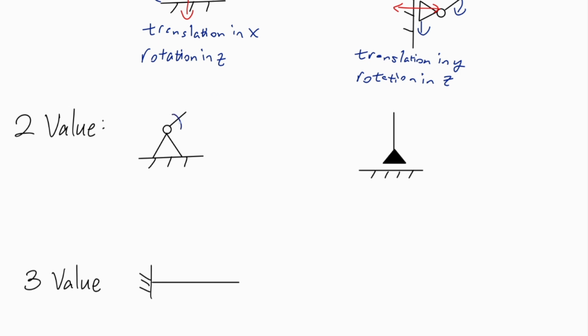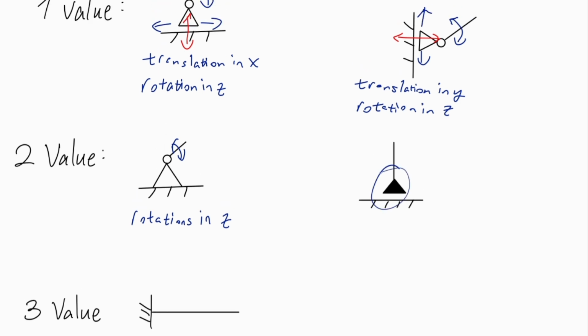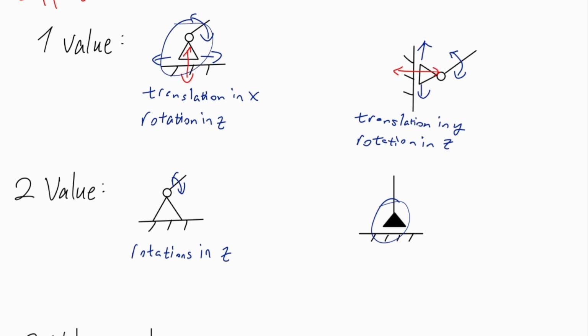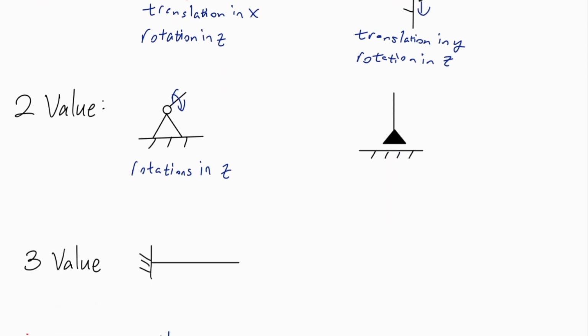This support hinders both types of translations but still allows for rotations. So this only allows for rotations in z. And this is a different type of two-valence support. We can see this one is different from the previous ones because it doesn't have the ball here. So in this type of support, we only allow for translations. There's no rotation allowed here. A translation in x is allowed.